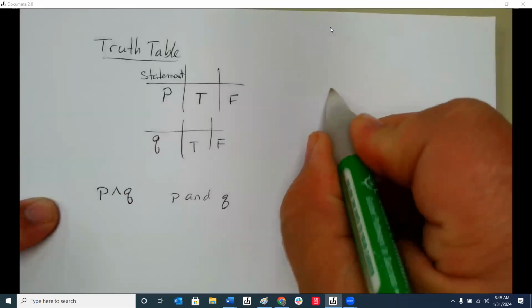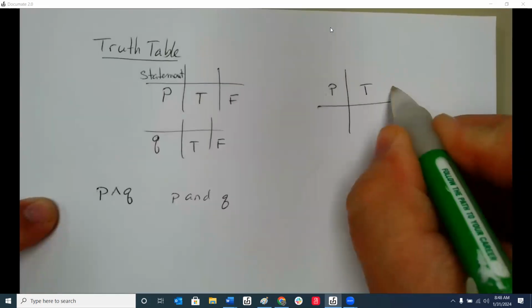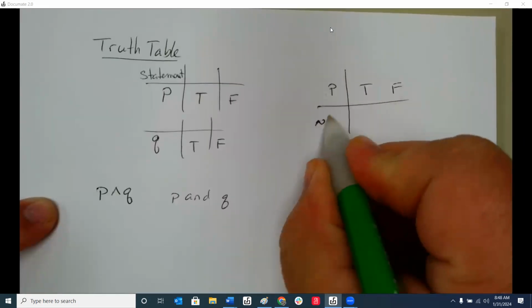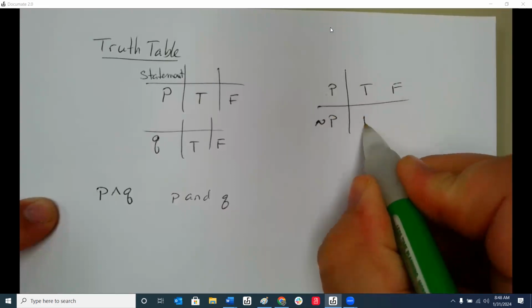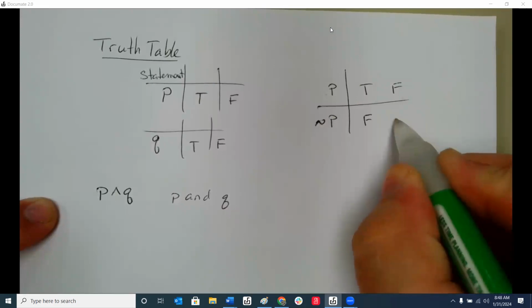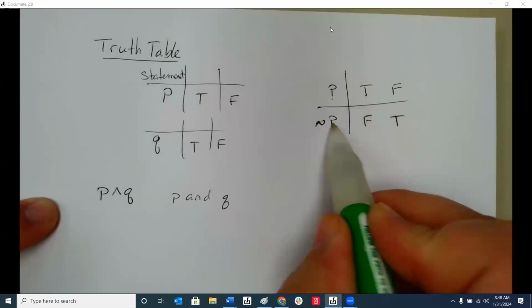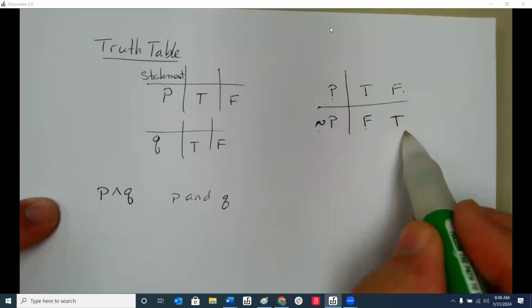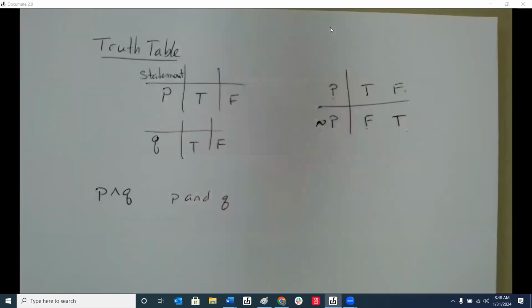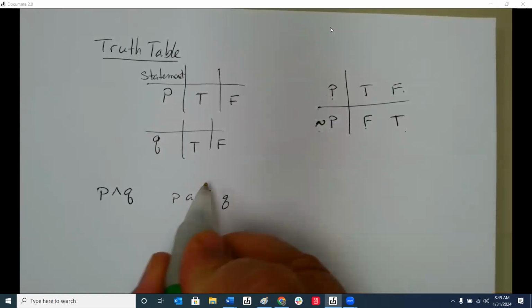So if P is true and false, what would not P be? What would the first one be? So if P is true, not P is false. If P is false, not P is true. It's the opposite of it. Opposite is the negative part of it. So now let's look at this. The and statement.